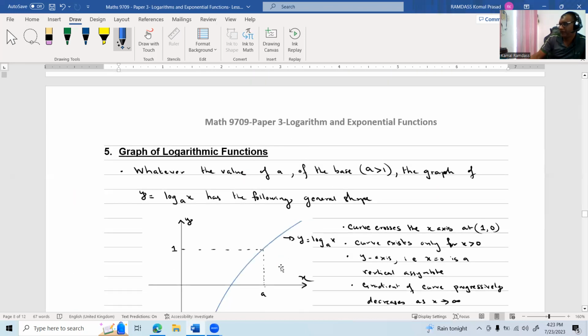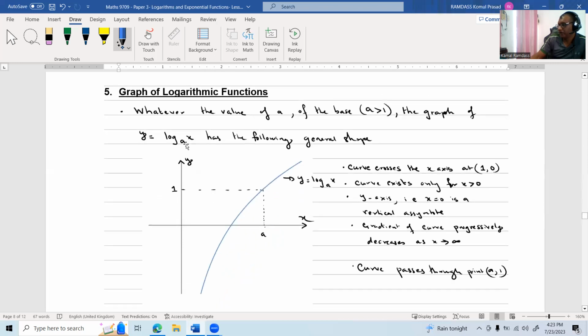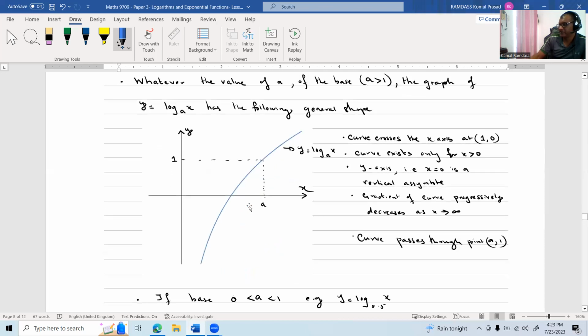Bon, maintenant, graph of logarithmic functions, whatever the value of a, of the base. A is a base, a greater than 1, the graph of y is equal to log x base a has the following general shape. Ça veut dire, n'importe quelle valeur de a, provided that a greater than 1. OK? Et y is equal to log de x base a, the y-axis is a vertical asymptote. When x tends to 0, y tends to infinity.